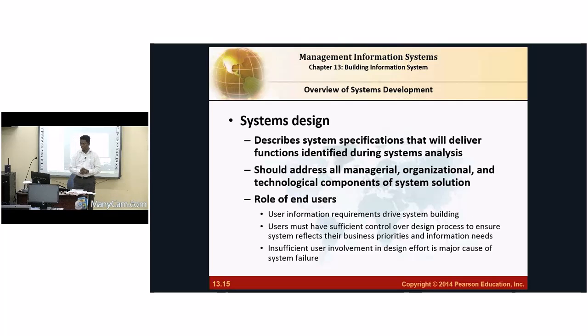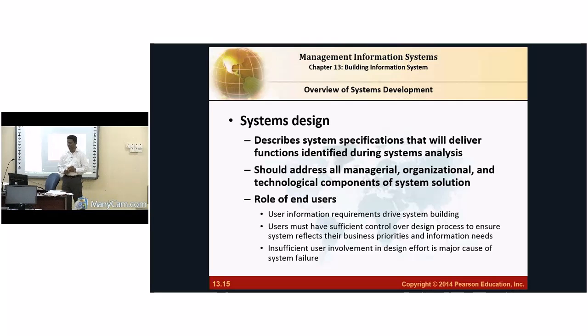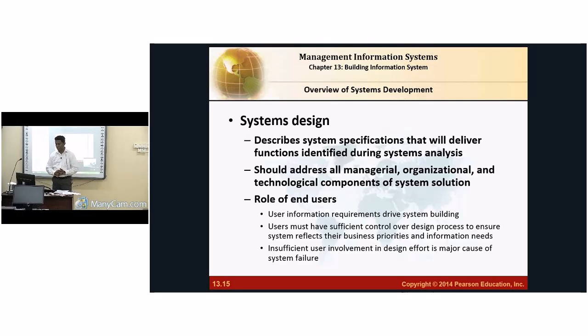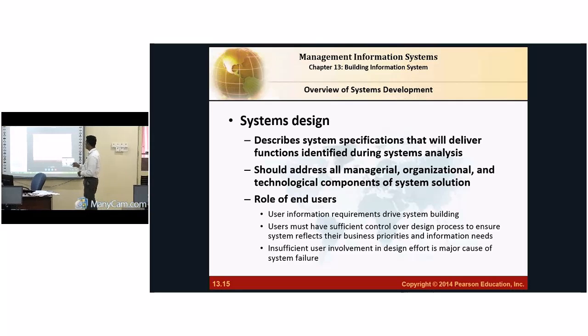So when it comes to system design, it describes the system specification that will deliver functions identified during system analysis. So that should address all managerial, organizational and technological components of system solutions. So there are a set of rules of end users. So the first rule is user information requirements drive system building. Who are the users involved with the systems?